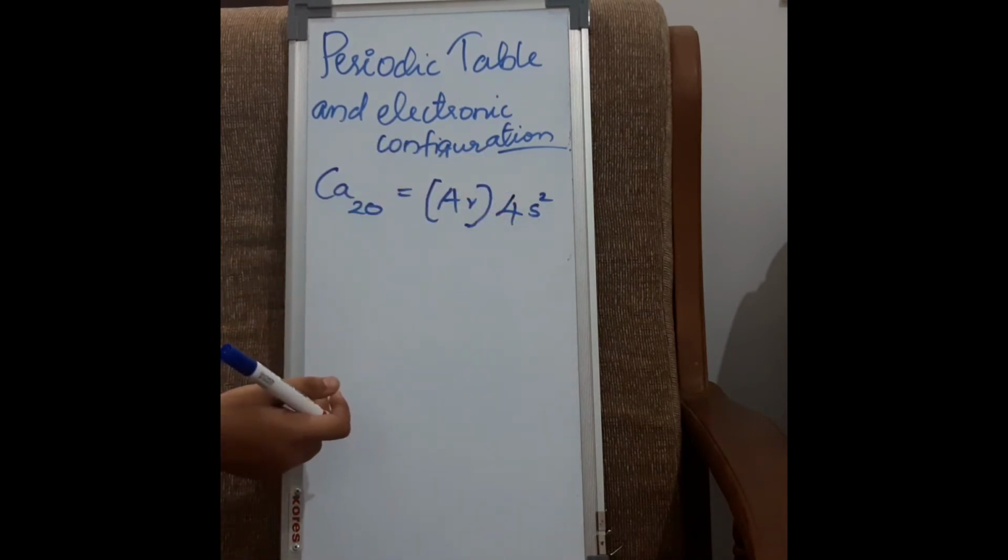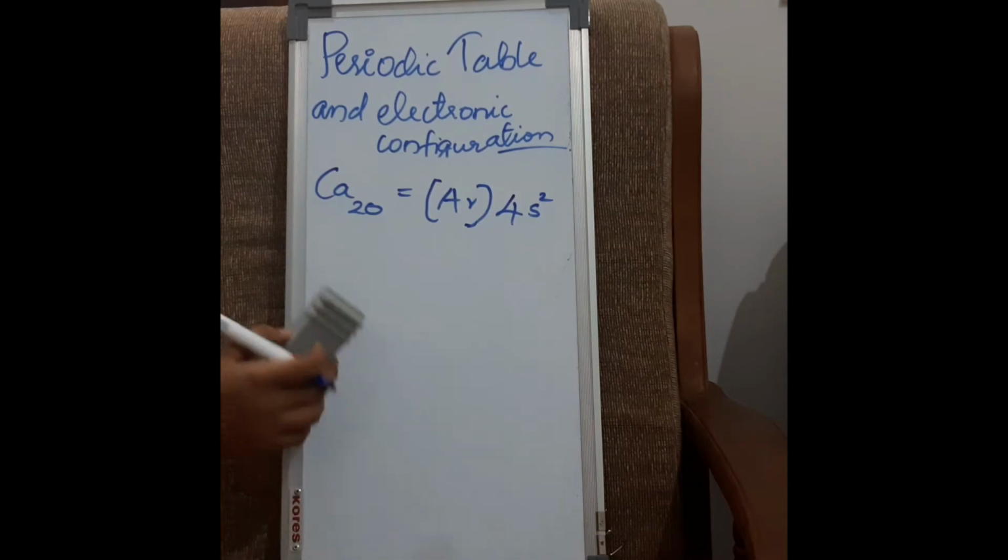അപ്പോൾ ആഫ്റ്റർ പ്രാക്ടീസിങ് മെനി ക്വസ്റ്റ്യൻസ് വി ക്യാൻ റൈറ്റ് ദി ഇലക്ട്രോണിക് കോൺഫിഗറേഷൻ ബൈ without writing the electronic configuration. Okay, this is how we write the short form.